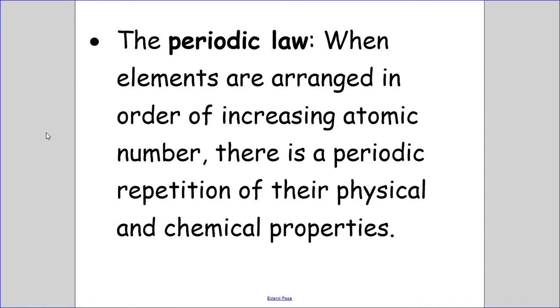So for periodic law, when the elements are arranged in order of increasing atomic number, there's a periodic repetition of their physical and their chemical properties. And so as we go from left to right and we move down an energy level or down a row, what we start to notice is all of the elements in the same group kind of obey the same general properties. There's a repetition of characteristics that show up.